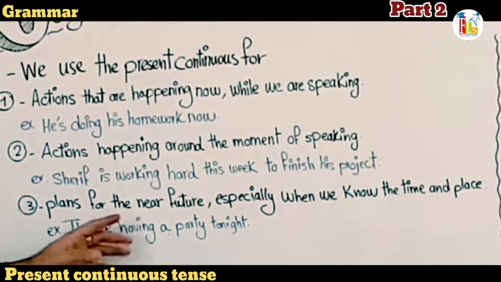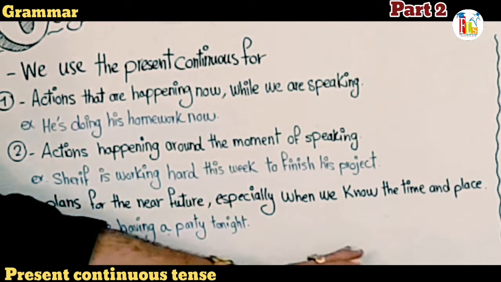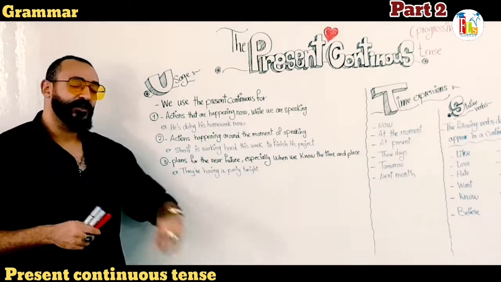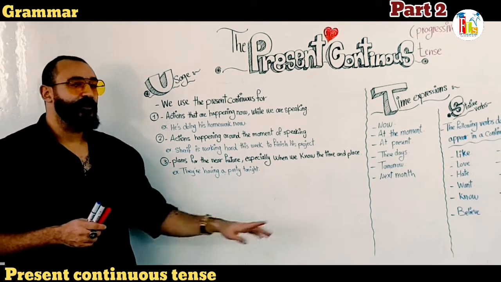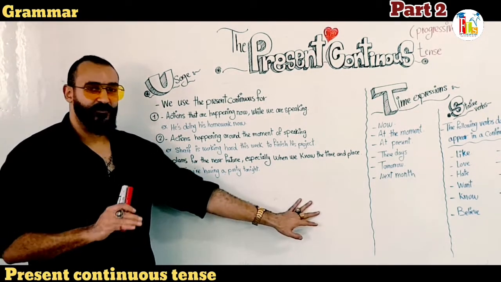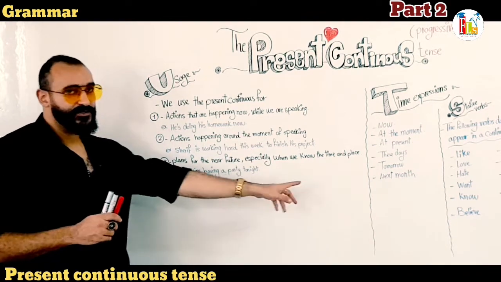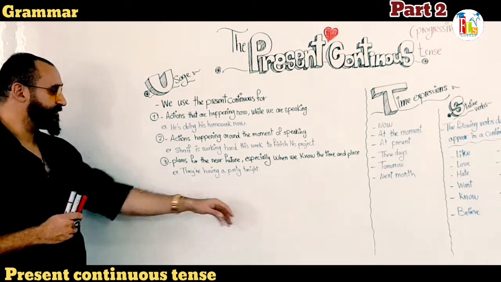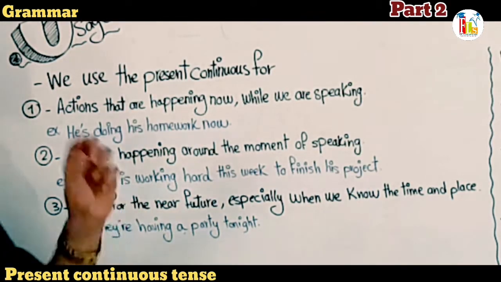3. Plans for the near future, especially when we know the time and place. If I'm planning to go on a vacation and I have already done everything and I know the timing, this is the right thing for the present continuous tense. They are having a party tonight.